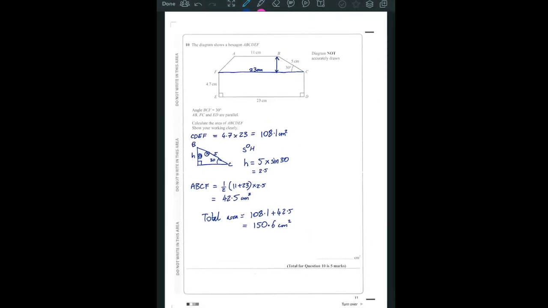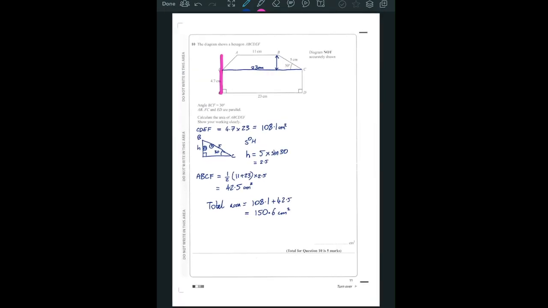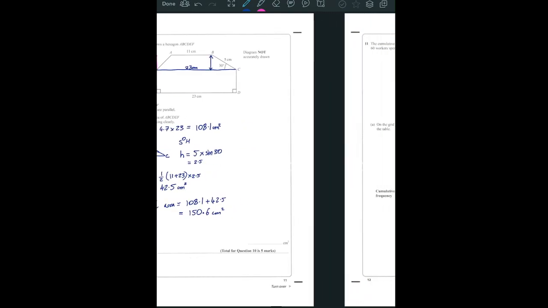It's worth considering, does that seem reasonable? If you have a 23 centimeter base, this is 4.7 plus a bit more. Well, we know what the bit more is. It's 2.5. We've got a height of maybe about 7 or 8. We've got a base of about 20-25. Yes, 150 does seem like a very reasonable answer. If the answer came out as 1,000 and something, that's not reasonable. You should notice that there is an error somewhere. You just then need to go and find it carefully.